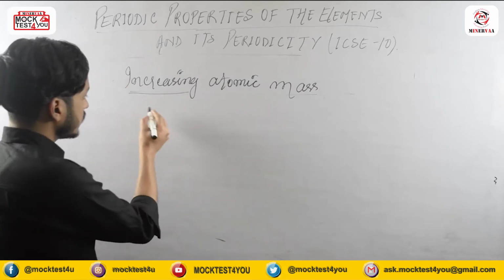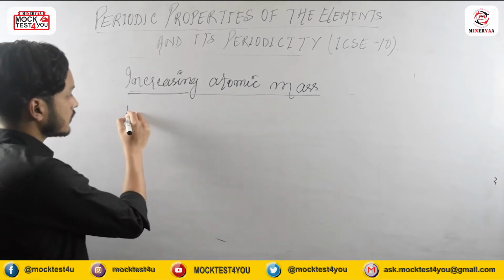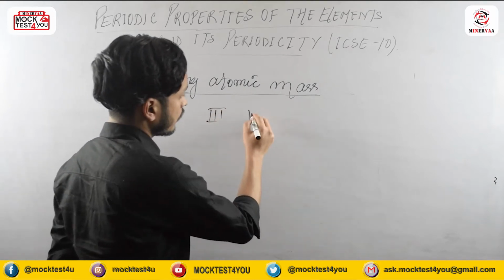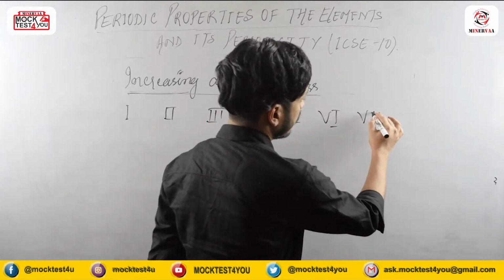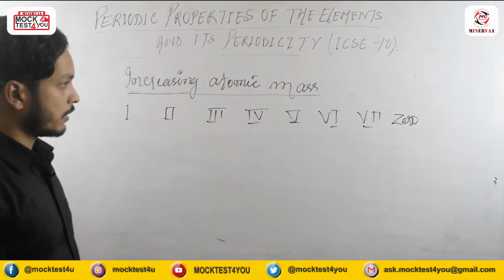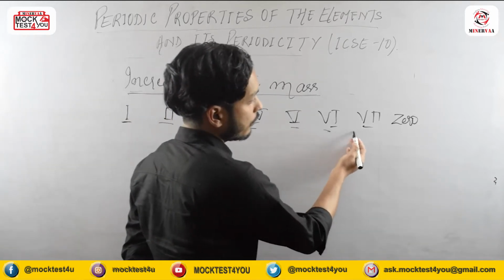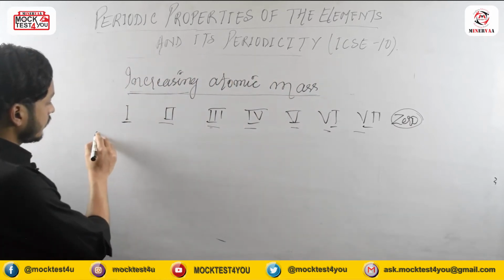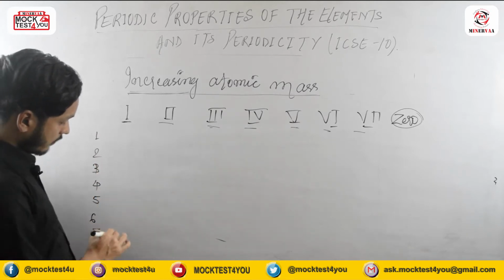For example, in Mendeleev's periodic table there were 8 groups, 1, 2, 3, 4, 5, 6, 7, and the 8th group was the 0 group. In this way he arranged the elements. So in Mendeleev's periodic table there were a total of 8 groups, of which the 8th one was the 0 group. And he had 7 periods, as you can see, 1, 2, 3, 4, 5, 6 and 7 periods.